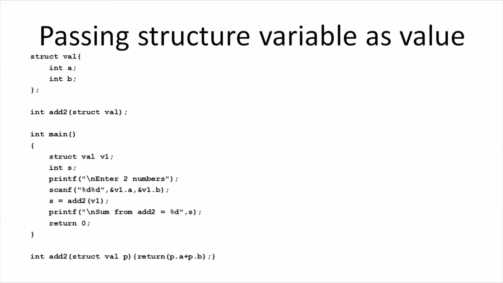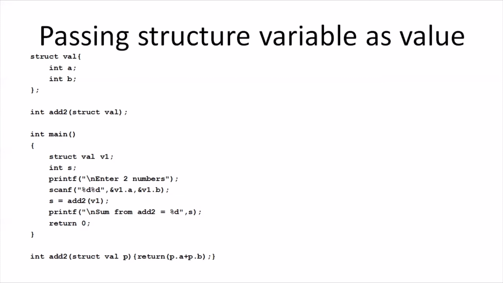In the function add2, we also need a local variable of type struct val to hold whatever is being passed from the main function to the function add2. Hence, we have the variable p declared in the function add2 of data type struct val. The function add2 then performs the addition of the members a and b of the variable p by doing p.a plus p.b, and the sum is then returned back to the main function, which is stored in the variable s and thereby printed in the main function.